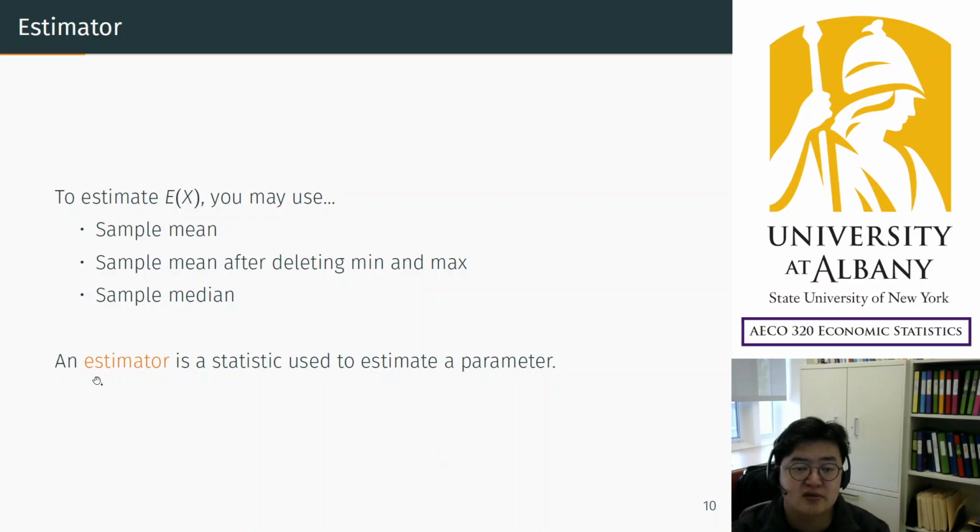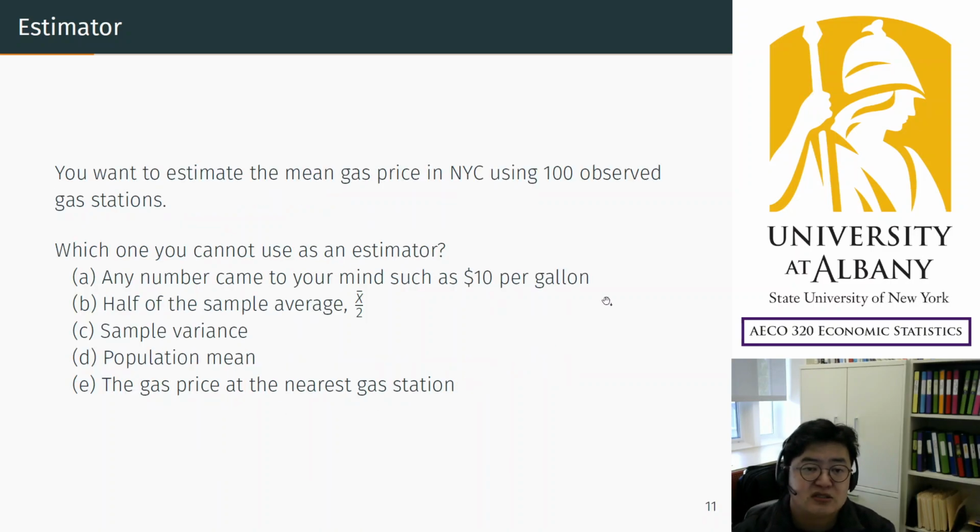So first, for something to be an estimator, it should be a statistic used to estimate a parameter. So that is the definition, right? An estimator is something used to estimate a parameter. Like in our example of gas price, you'd like to estimate the mean of the gas price in New York City using 100 gas stations, right? Suppose that there are an infinite number of gas stations in New York City, but you only observe 100. And so now you're estimating the mean.